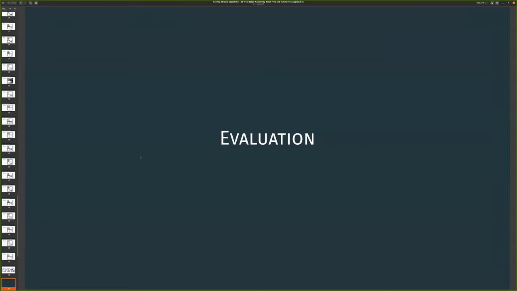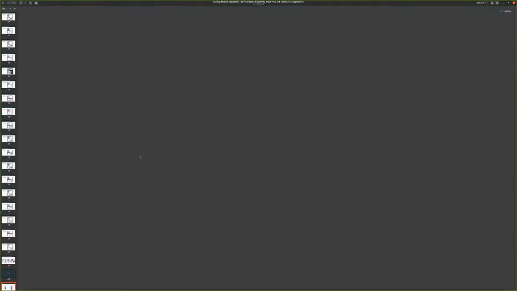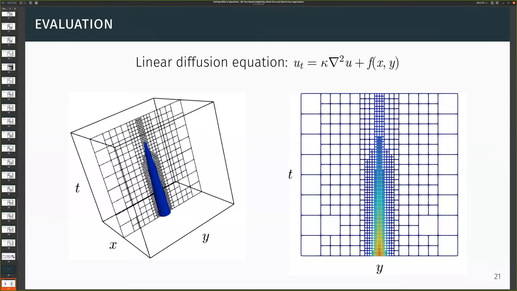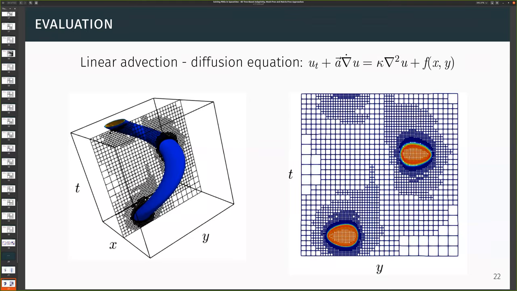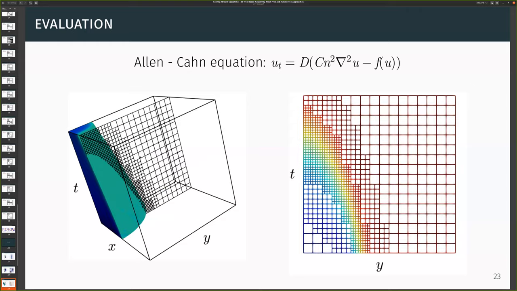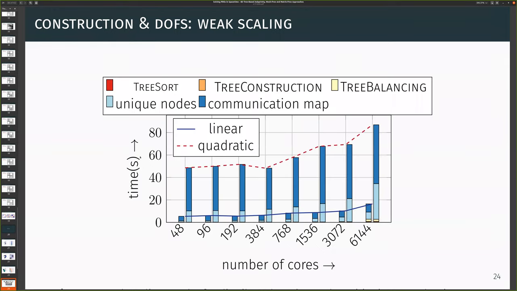So let's evaluate our performance. These are some examples for linear diffusion equations, like the space-time block and linear advection, and we have some nonlinear problems as well. But it's just that you have adaptivity and parallelization in both space-time. Okay, let's talk about the performance of the mesh generation.